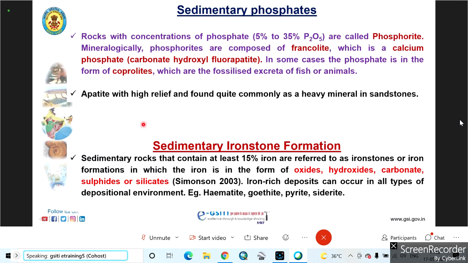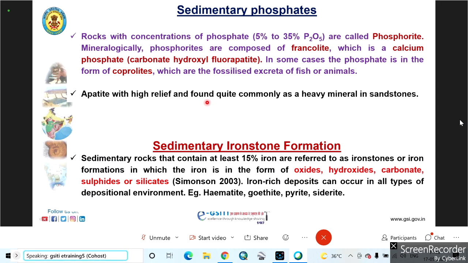Apatite, with high relief, is a common heavy mineral, a form of phosphate, found as a heavy mineral in sandstone, that is of inorganic origin.